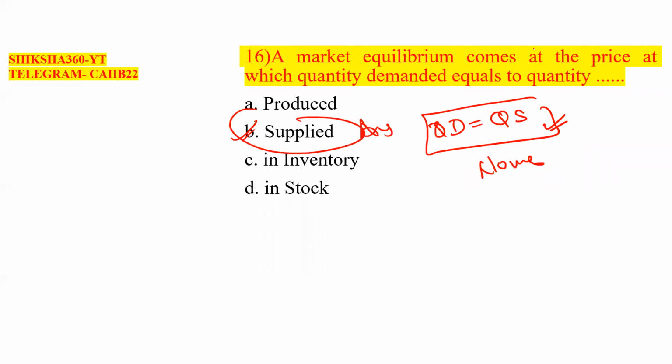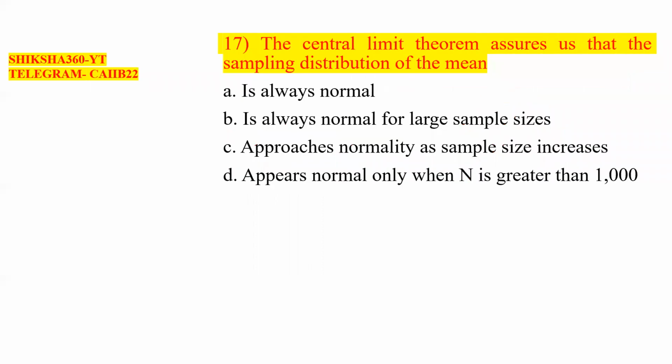A market equilibrium comes at the price at which the quantity demanded is equal to the quantity supplied. So option number B is the answer here. That is known as the market equilibrium. Now move toward question number 17.